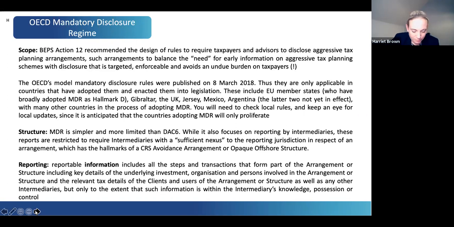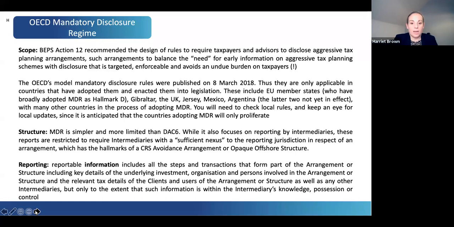Broadly speaking, the OECD describes the information that one is required to report as basic. What I would say is it's not hugely detailed, but it's much less basic than CRS. Reportable information is going to include all the steps that form part of the arrangement or structure, including the key details of the underlying investment organisations, persons involved in the arrangement or structure, and then the relevant tax details of the client and users of the arrangements and structures, details of other intermediaries, to the extent that such information is within the intermediary's knowledge, possession or control.